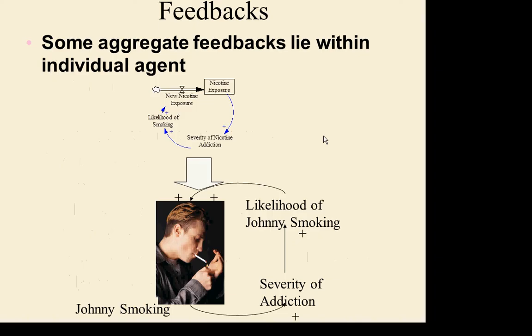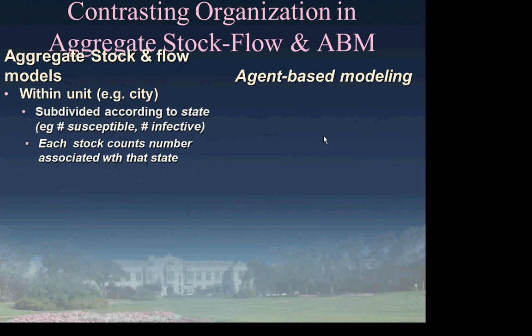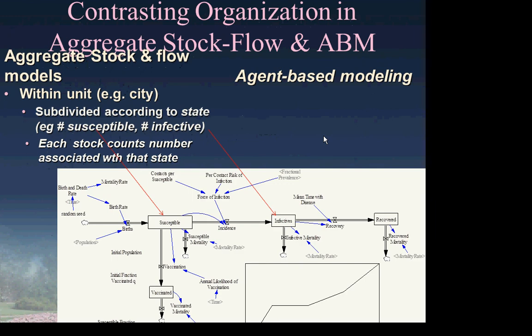By contrast, within an agent-based model, we have the option of doing things in a discrete way, and we often will for gender, ethnicity, categories, categorical infection status. But we'll often make use of continuous categories as well. Age, for example, elements of body composition, someone's metabolic rate, their birth weight. These need not be discrete categories. We don't have to force fit our continuous categories into a set of discrete divisions here.